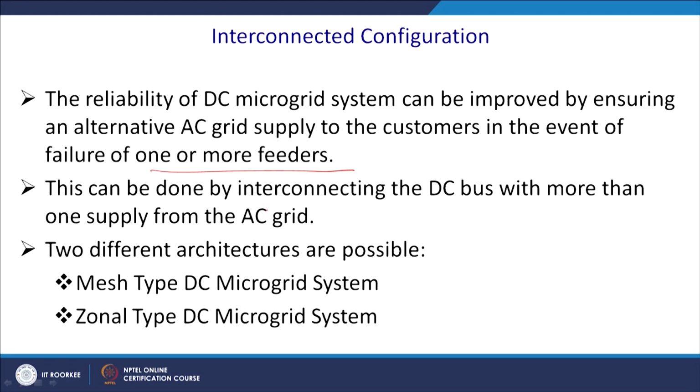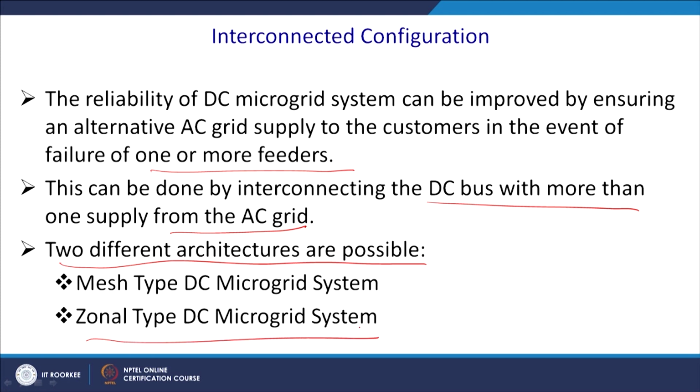So, this can be done by interconnecting the DC bus with more than one supply from the AC microgrid. That is what generally happens in our loop connections in the AC microgrid, the AC distribution system. So, the same thing can be done. Two different architectures are possible: one is the mesh type DC microgrid system, another is the zonal type DC microgrid system.